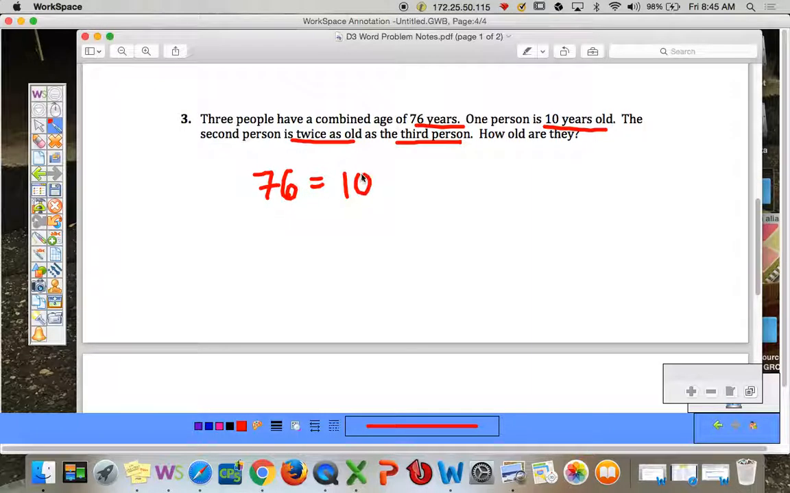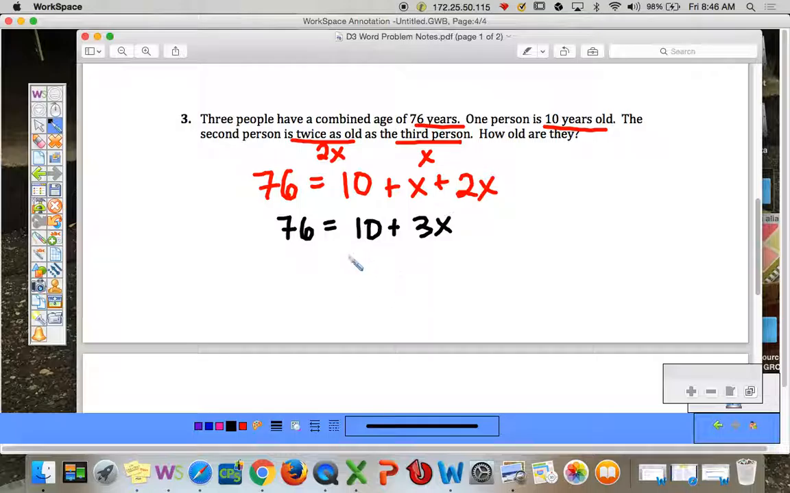One person is 10. One person is twice as old as the third person, so let's call this third person X. If it's twice as old, that means 2 times X. So we have plus X plus 2X. Let's combine like terms. We got 76 equals 10 plus 3X. We'll subtract 10 from each side. We got 3X equals 66.